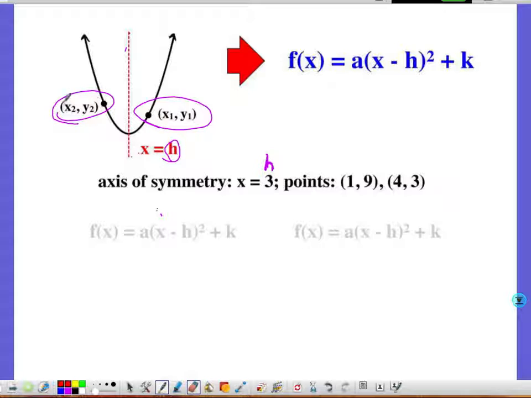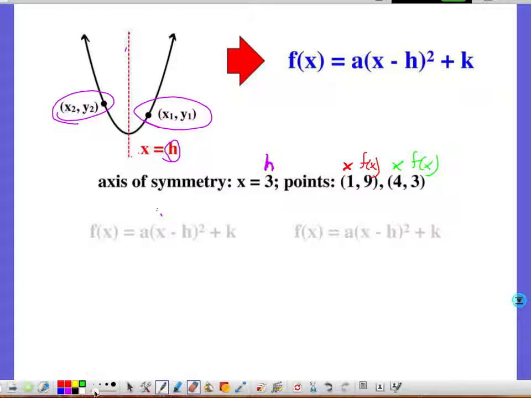And since we have these 2 points on the parabola, we're going to have 2 equations. So remember, for the first one, 1 is going to be my x value, and 9 is going to be my f of x. And on the other point, 4 is going to be my x, and 3 is going to be my f of x.